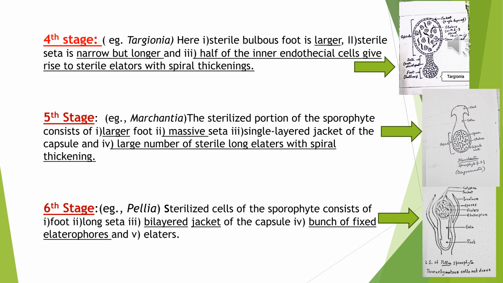Now sixth stage, example is Pellia. Here the sterilized cells of the sporophyte consist of: 1. Foot; 2. Long seta. Here in the figure you can see long seta. 3. The important thing is that bilayered jacket of the capsule. Here the first time there is the bilayered jacket. 4. Bunch of fixed elaterophores. So elaterophores is also new here. And 5. The elaters.